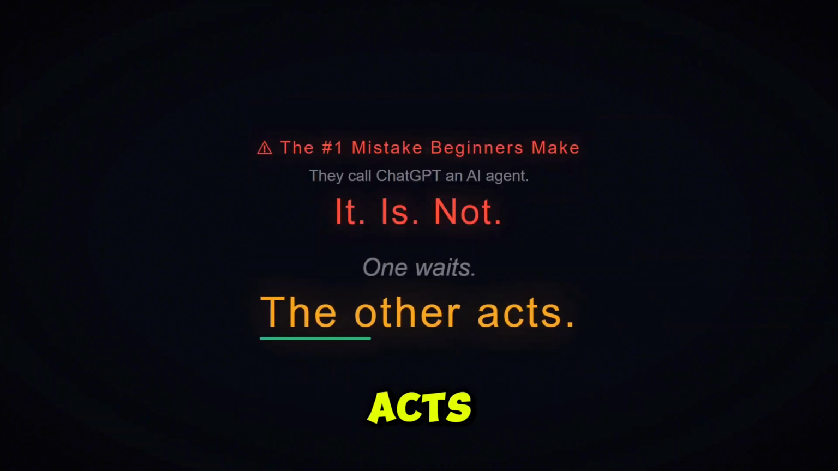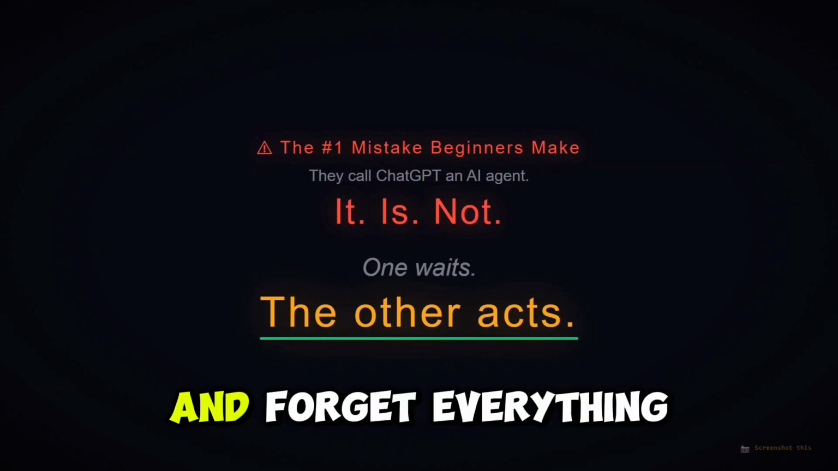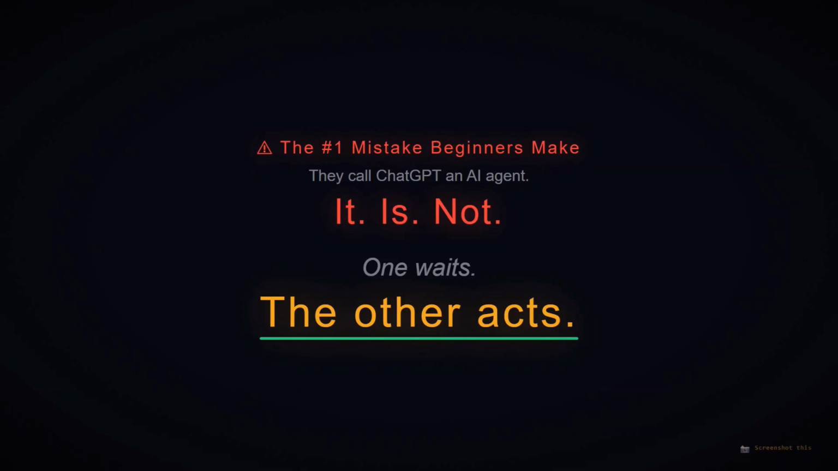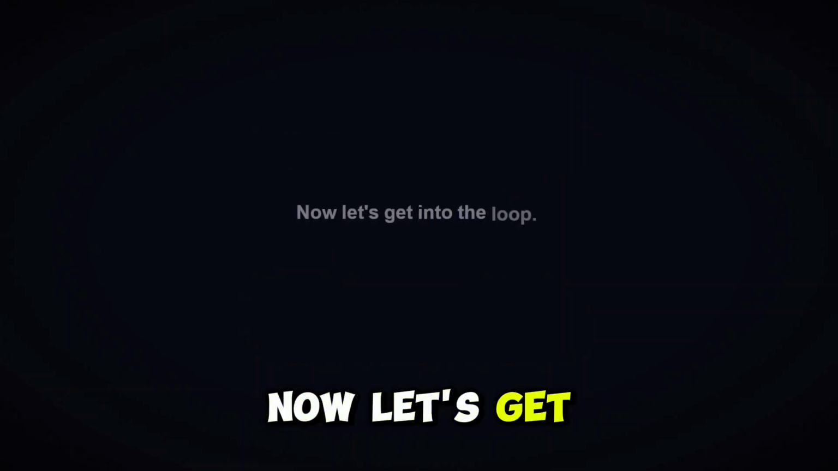One waits, the other acts. The chatbot is like a very smart person who only answers when spoken to and forgets everything the moment you walk away. But the AI agent is like a very smart employee who you give one instruction in the morning and by the evening the work is done without you mapping out each step. Now let's get into the loop.